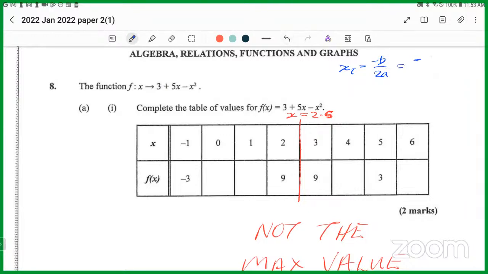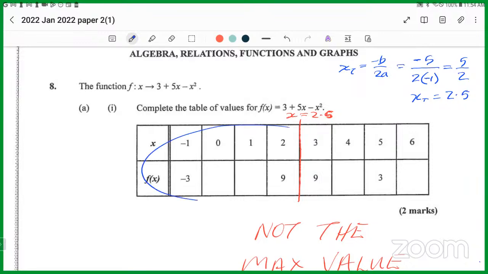That's minus 5 over 2 times a. What is the a? The a is the number in front of the x squared. There's no number in there, so it's actually a -1. That is the a value. So I'm putting -1 right here. This is -5 divided by -2, which becomes a positive 5 over 2. The negatives cancel. 5 over 2 is 2.5. So you say xt is 2.5.